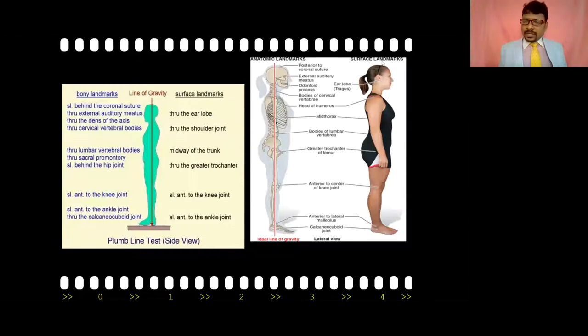This is the ideal posture: the plumb line should cross the external auditory meatus, and next the odontoid process, the bodies of the cervical vertebrae, and the head of the humerus.